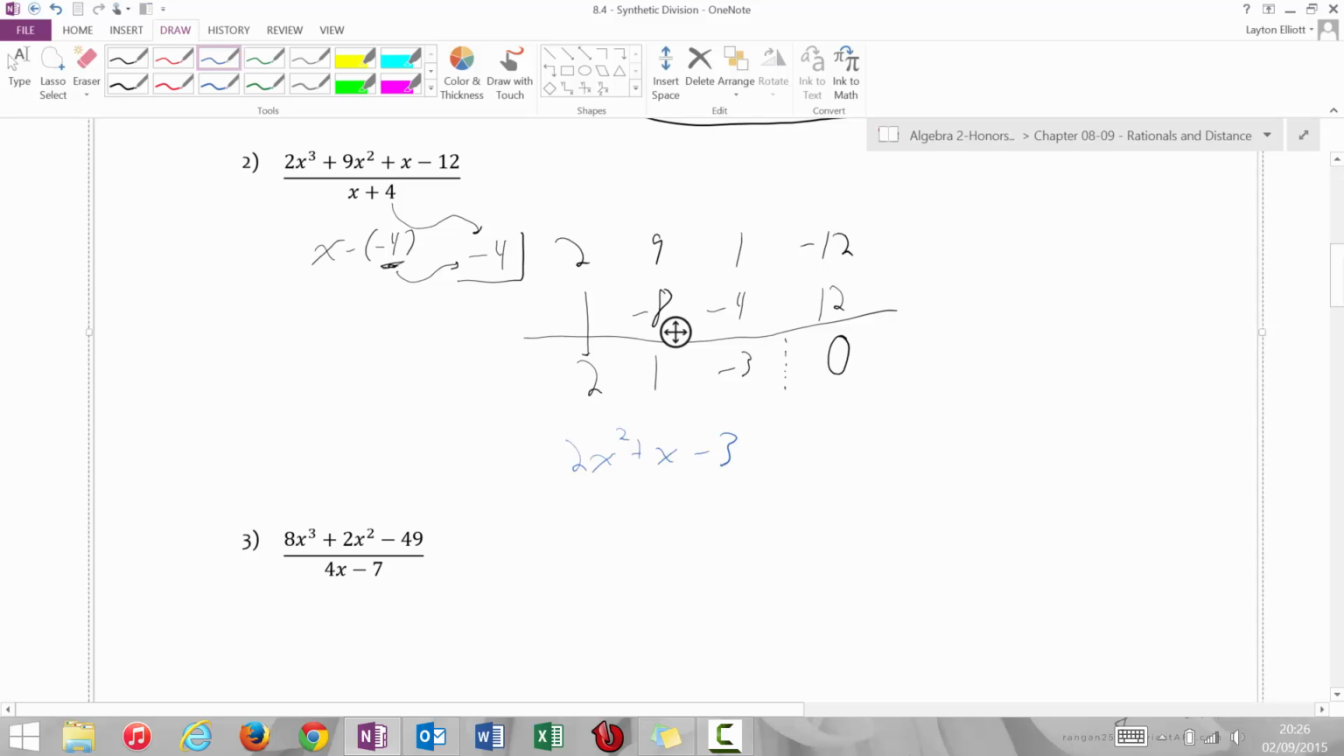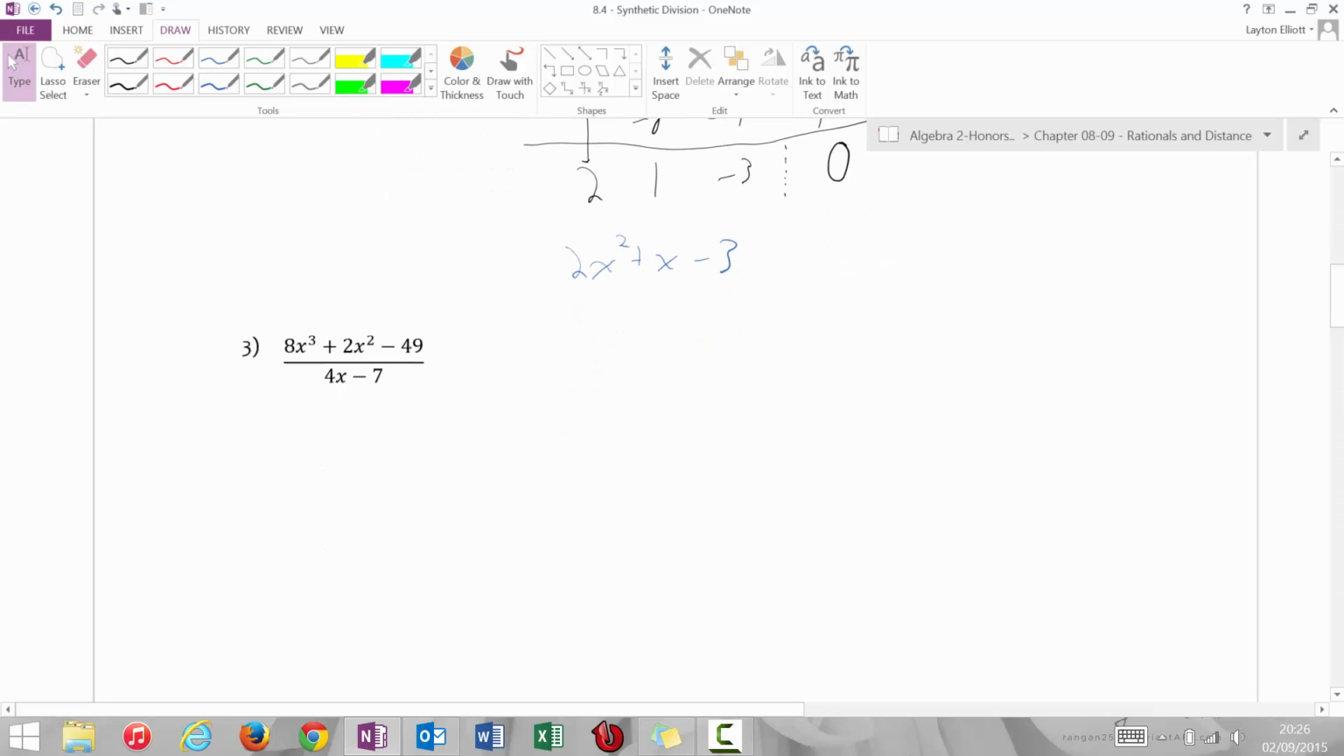Much like we talked about yesterday, I factored this big long polynomial into some x plus 4 and this. So that's kind of neat. It's a way to factor without really factoring, and it's quicker than long division.